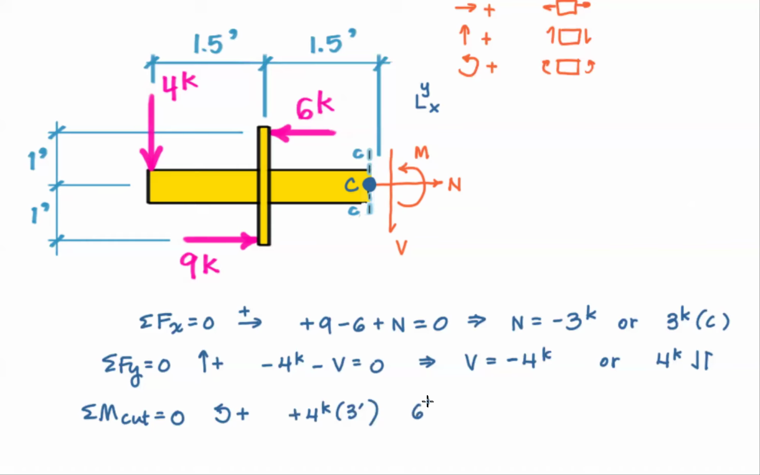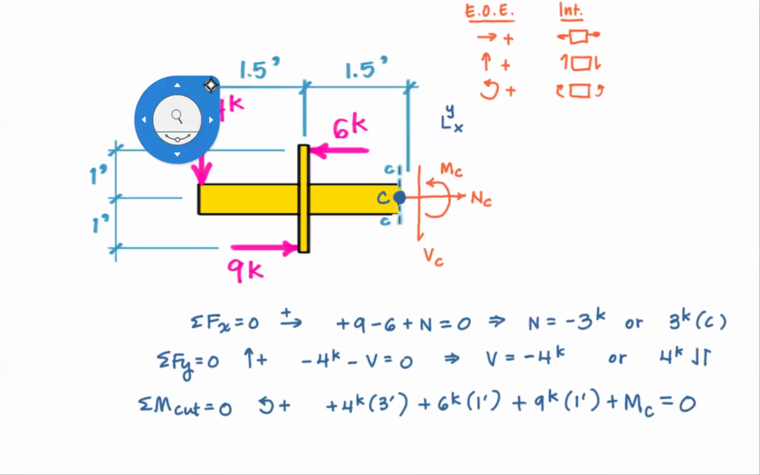Next term, 6 kips, moment arm, 1 foot, sign, thumbs up, positive. Next term, 9 kips, moment arm, 1 foot, sign, thumbs up, positive. Last term, my moment at C, what I want to solve for, and that one is thumbs up, positive. Set that equal to 0.